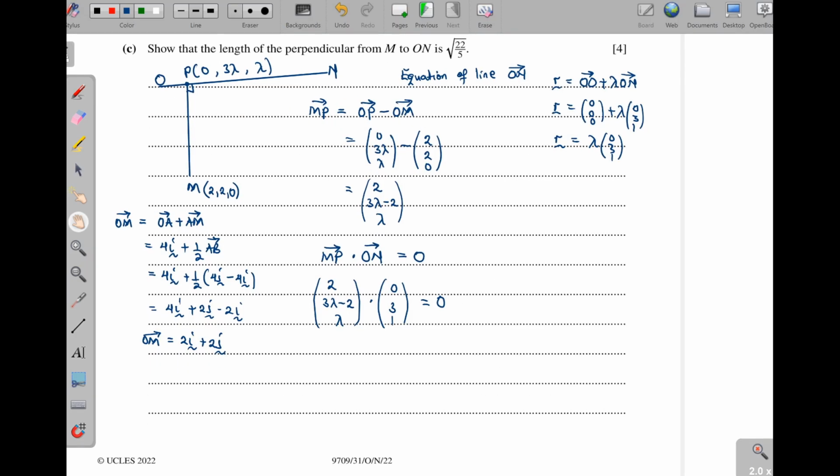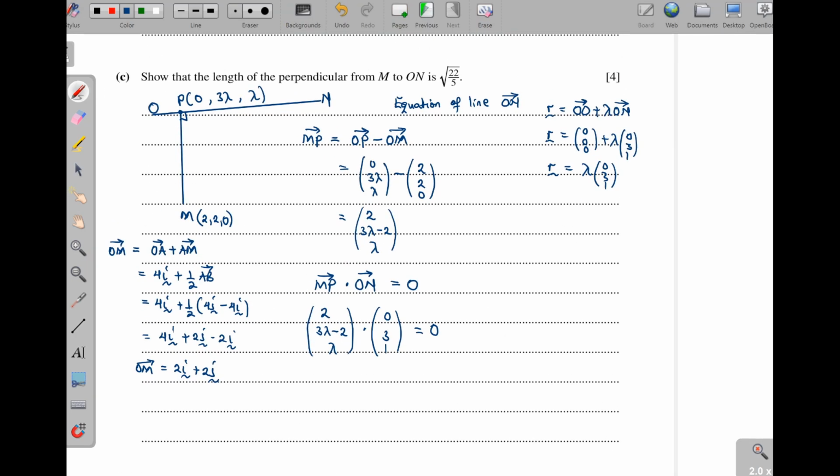And then when we multiply here, we shall get 0, then plus, what do you get? 9 lambda minus 6. And then here you get a lambda, which is equal to 0. So 9 plus 1 will give us 10 lambda, which is equal to, take the 6 this side, that is 6. Then lambda will be equal to 6 out of 10; by 2 you get 3, by 2 you get 5.